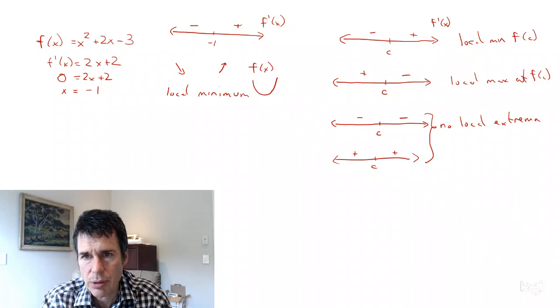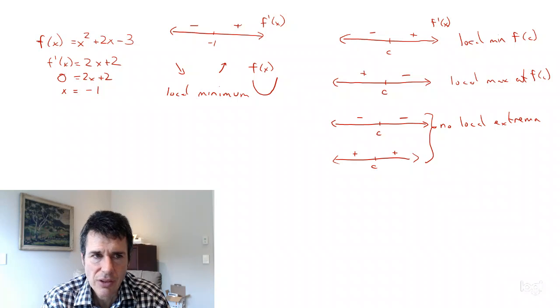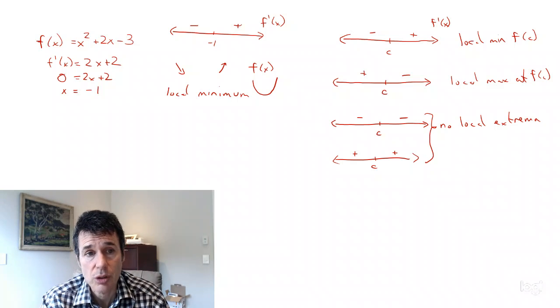Either the function is decreasing to c and then increasing again, in which case we have a local minimum. It's increasing to c and then decreasing, which means you have a local maximum. And then there are 2 possibilities where we don't have a local extrema. Either it's decreasing to the left of c and decreasing to the right, or it's increasing to the left and increasing to the right. In both of those situations, we have no local extrema. And going back to our function here, this function is a parabola. It opens upwards, so we have a local minimum.